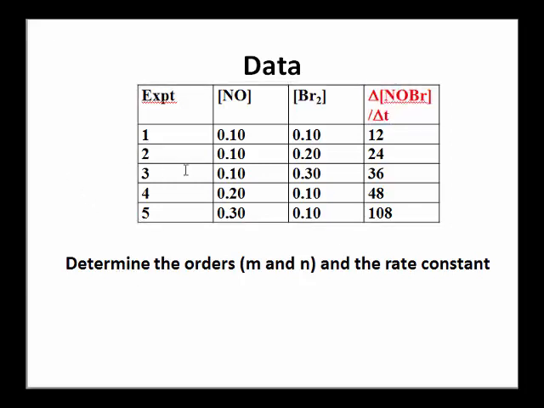Right. You will see that we can determine the rate law from this experiment, or these experiments. We can determine the orders, first the orders and then the rate constant. Let's begin by considering these experiments and determining the value of n.